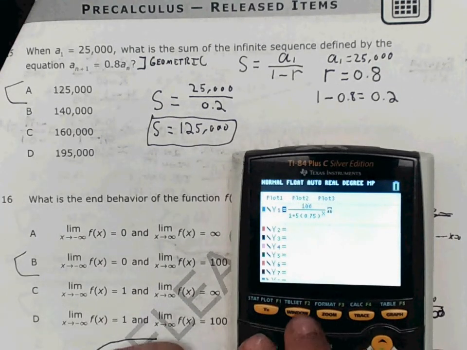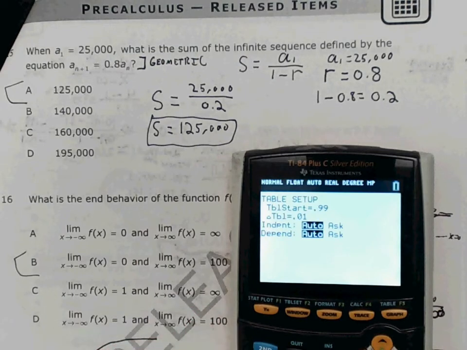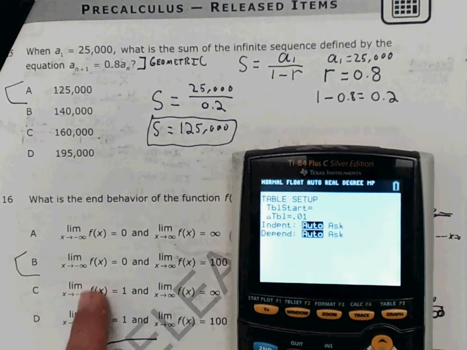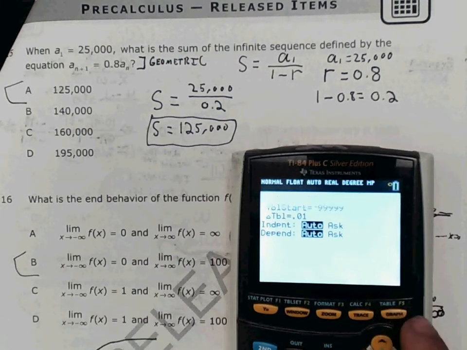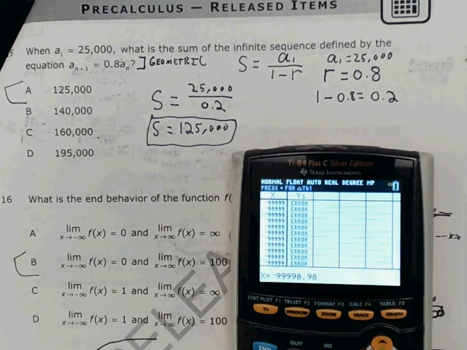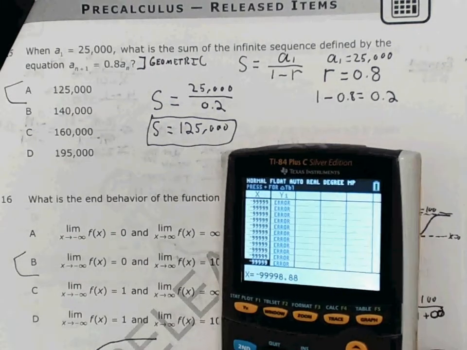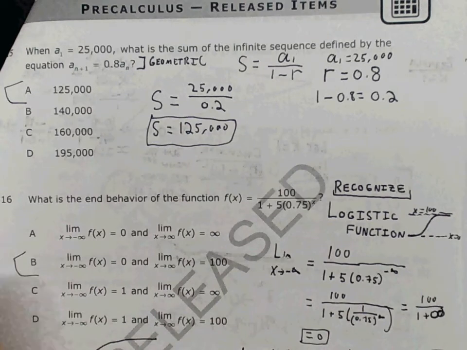In order to find the limit, we're going to go to table set, and have the table start where x approaches a really small number, so negative infinity. Let's do negative 99999. Find that table. We have an error. So that's not the most promising, but let's look back at the function, 100 over 1 plus 5 times 0.75 to the x power.